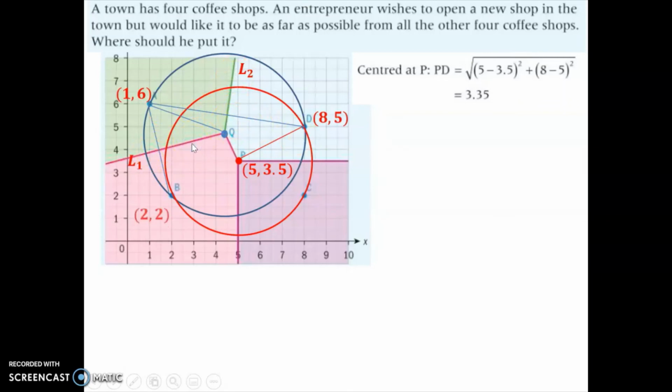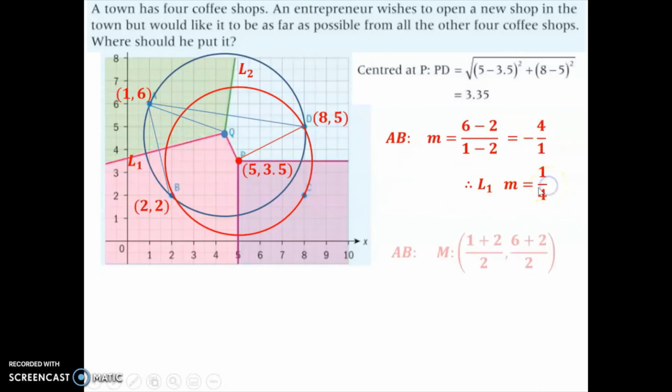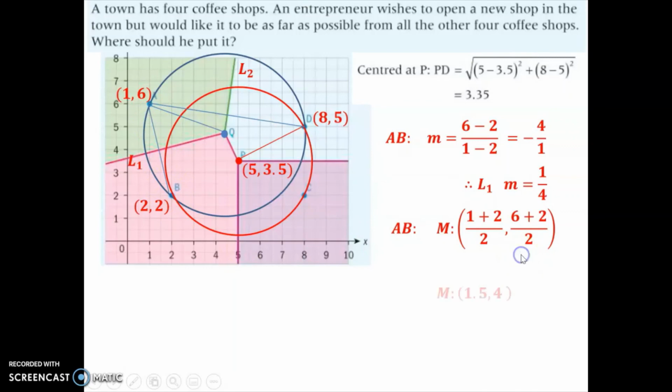So equation of line 1, okay, well, we know this point is 2, 2. We know this point is 1/6. So how about finding the slope of this, and therefore knowing the slope of line 1? What is it? Okay, the slope of AB is -4/1, this slope here. Therefore, line 1 has a perpendicular slope of 1/4, negative reciprocal. Now, we can find the midpoint of this line as well, because if we know the midpoint, we can find the equation. So find the midpoint between A and B. It is this. Now we're going to use the slope and the point that we have to find the equation of line 1.